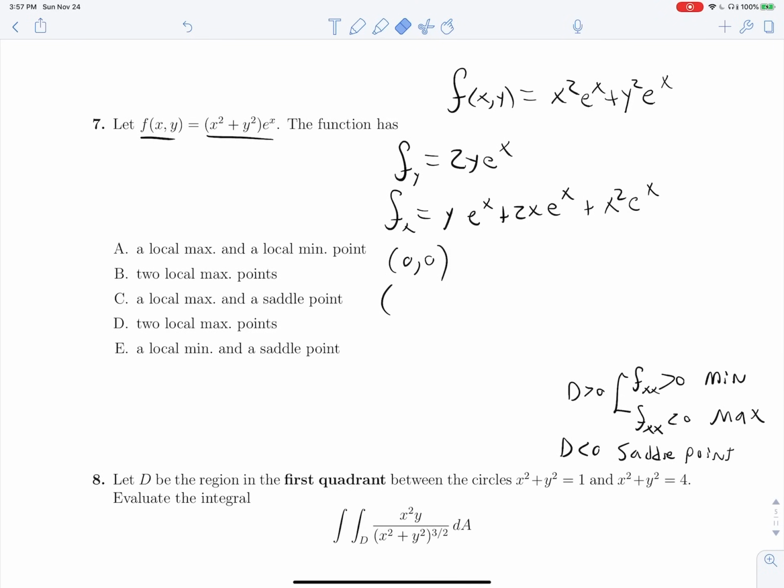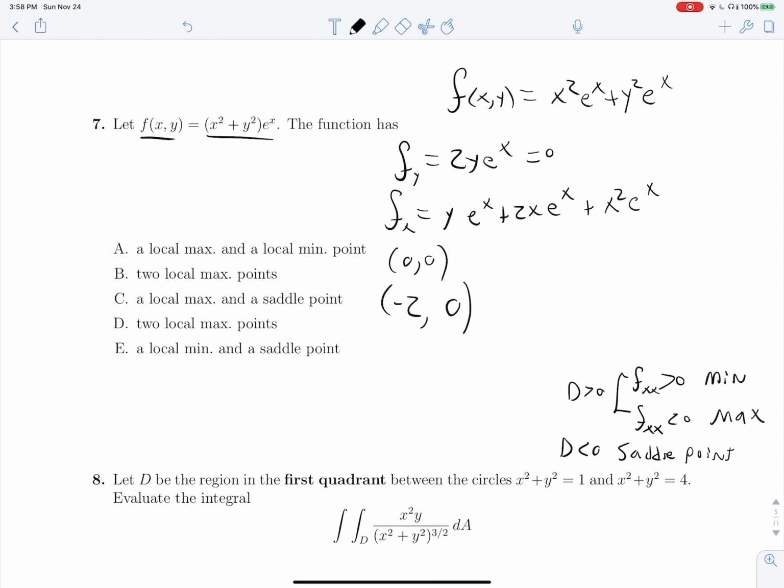So if e is not equal to 0, let's see. If y is equal to 0, x can be equal to negative 2. Let's see how that works. If y is 0, this guy's 0. This piece here is 0. This guy will be negative 4 e to the negative 2, and this guy will be 4 e to the negative 2. So that works out.